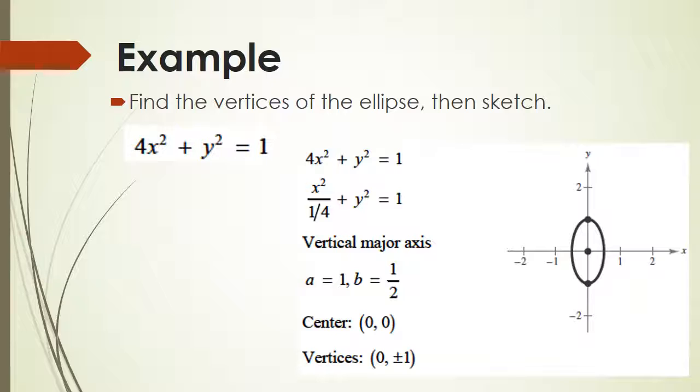So a is always the bigger number. A is 1. B is 1/2. Remember, you take the square root of those denominators. We know that y is going to be our major axis because the 1, the bigger number, was under y. The center's at 0, 0. So plot A and B and draw your ellipse.